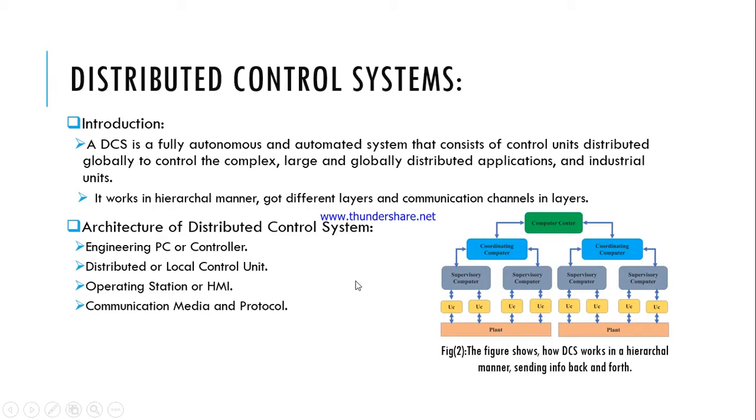So what are distributed control systems, or DCS? It is a fully autonomous and automated system that consists of control units distributed globally to control complex, large applications and industrial units. It works in a hierarchical manner, with different layers and communication channels between layers.